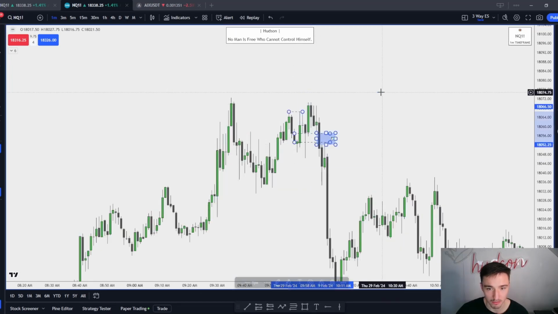So this is how simple the unicorn entry is. It's one of the easiest ICT entry models that you can possibly use. It is just a breaker block, fair value gap, enter on it. Obviously, you need to know the draw on liquidity or it's just going to get ran through, because you can't be entering on a bearish unicorn model and the overall draw on liquidity is buy side liquidity. You have to understand the draw on liquidity, and if you don't, you're obviously going to get wrecked.